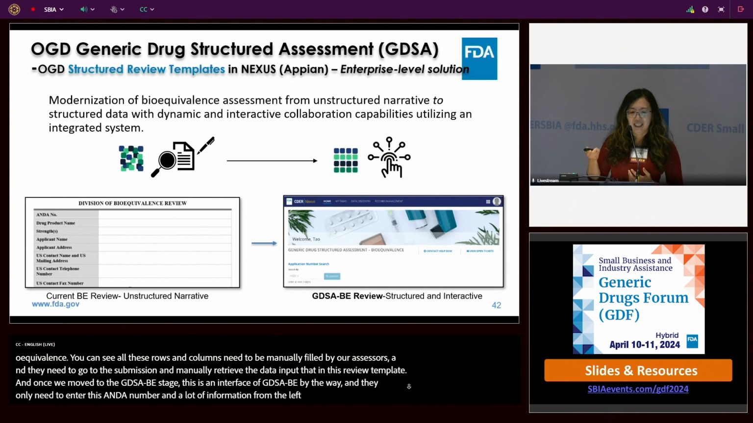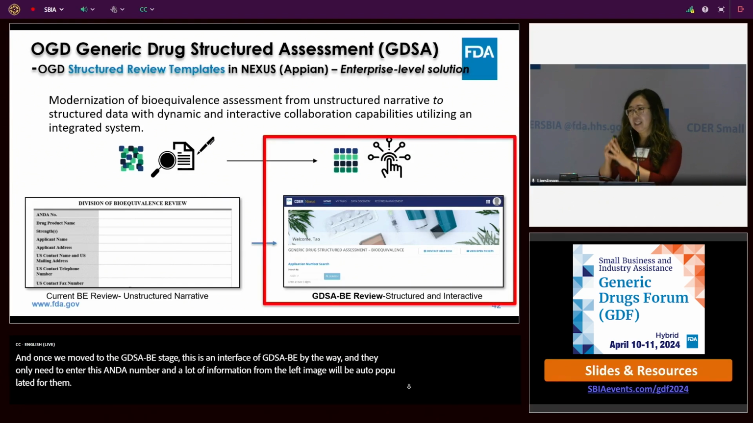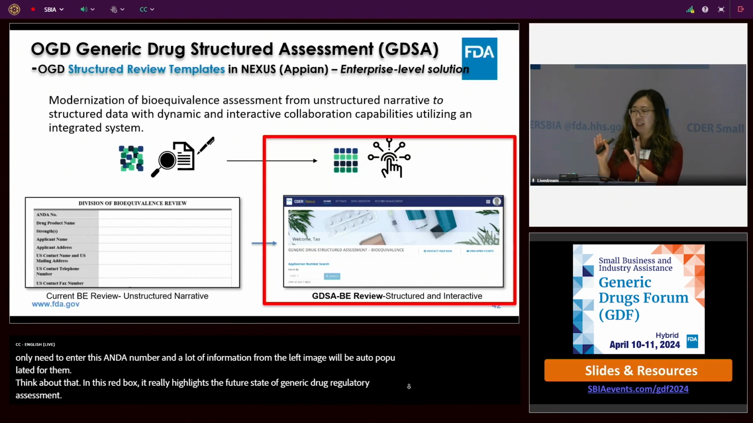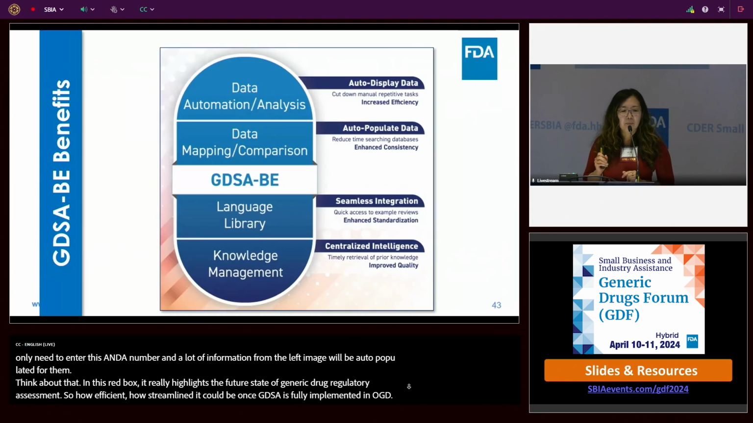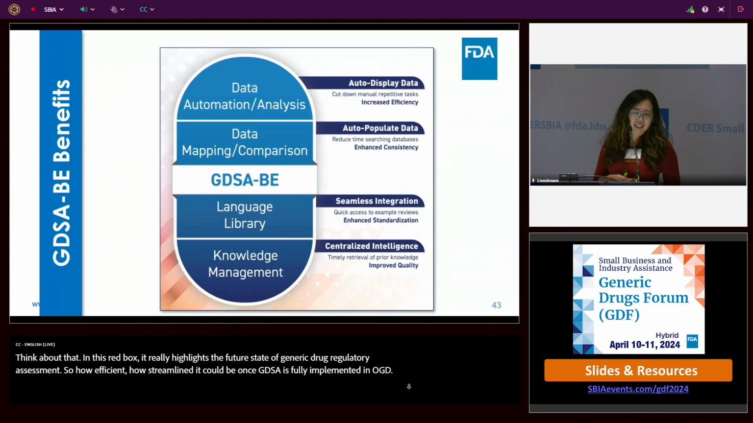Think about that. In this red box, it really highlights the future state of generic drug regulatory assessment, how efficient and streamlined it could be once GDSA is fully implemented in OGD. So now I come to my $1 million slide. If you could only remember one slide from my talk today, this would be it.